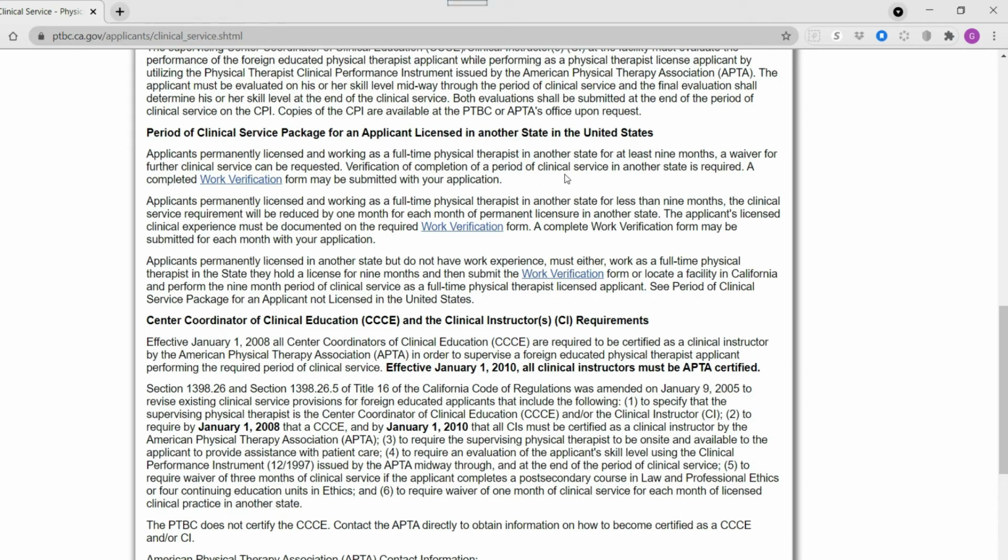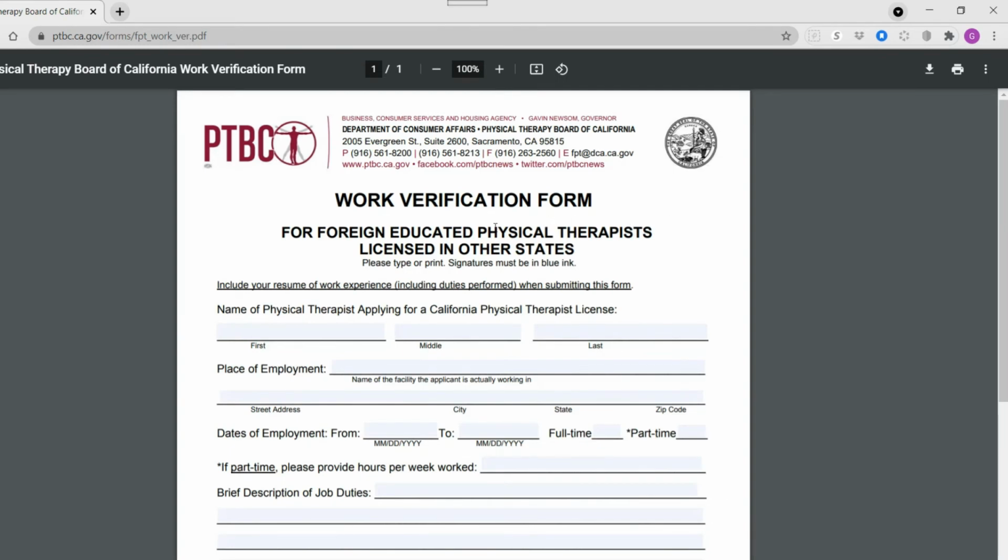So if you're going to transfer your license to California, applicants permanently licensed and working as full-time physical therapists in another state for at least 9 months, a waiver for further clinical service can be requested. Verification of completion of period of clinical service in another state is required. So the work verification form may be submitted with your application. You have to click on that form, and it will take you to this work verification.